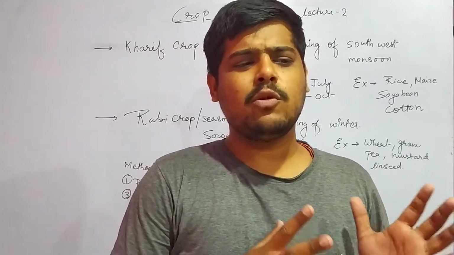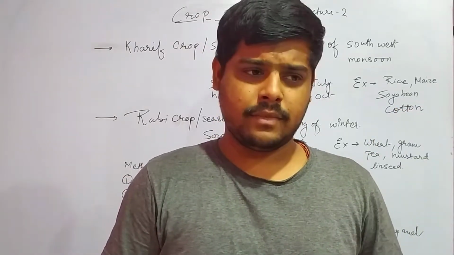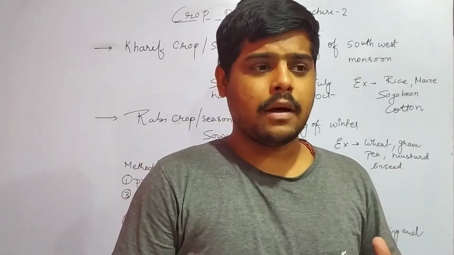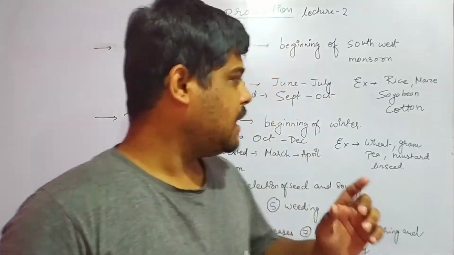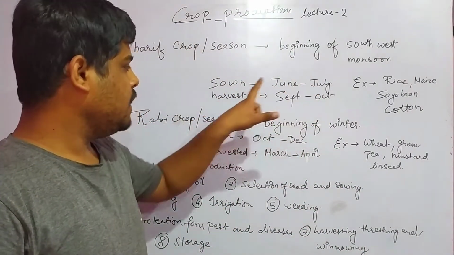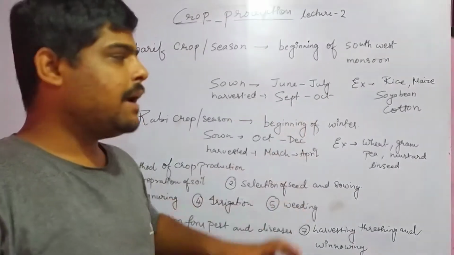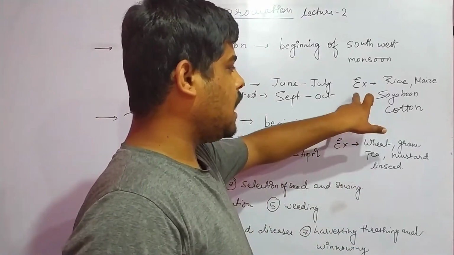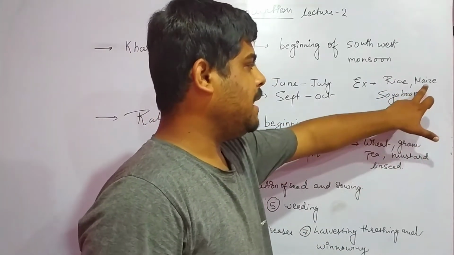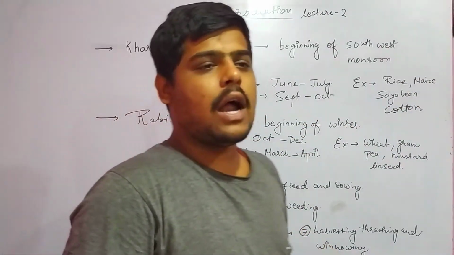Mostly they are sown in the month of June and July, and they are harvested in the month of September and October. The main examples of these crops are rice, maize, soybean and cotton. Maize means putta.